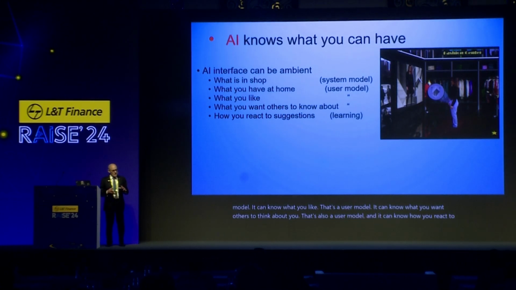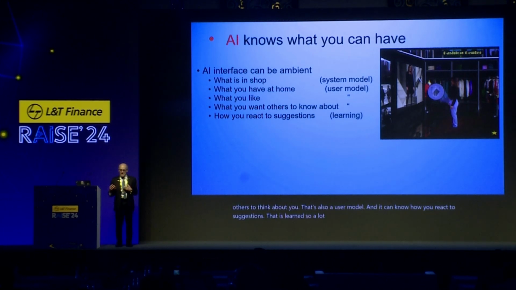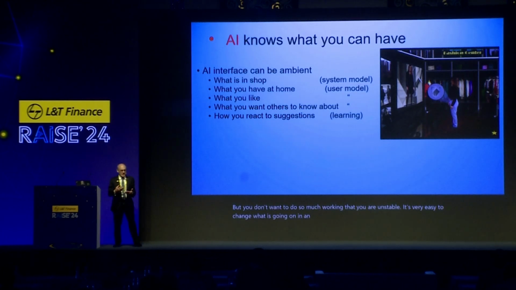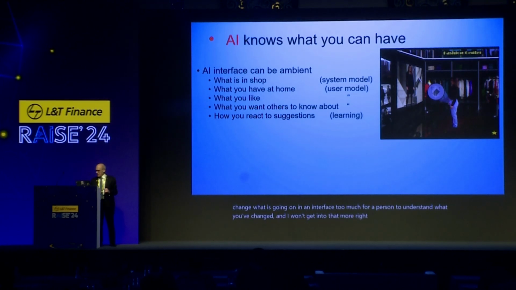That is learning. So a lot of times when we make these AI systems, we have to recognize some learning is helpful, but you don't want to do so much learning that you are unstable. It's very easy to change what is going on in an interface too much for a person to understand what you've changed. And I won't get into that more right now, but you can ask me about it later.